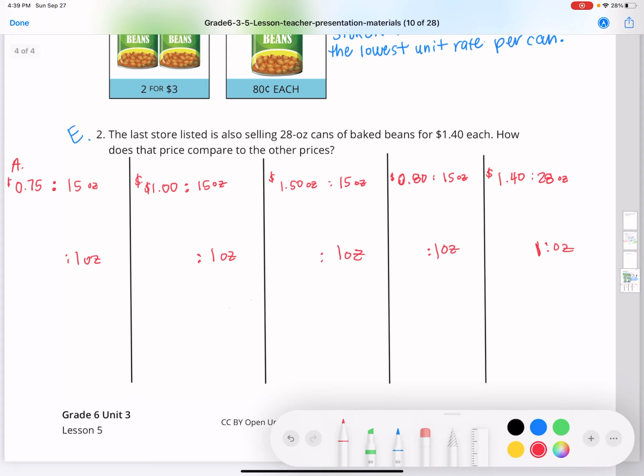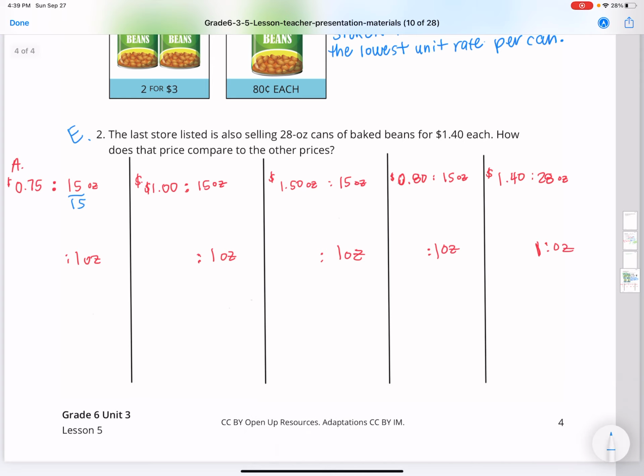So just like the last question, anytime you divide a number by itself, it's going to turn into 1. And whatever you do to one side, you have to do to the other side. So I'm doing that for each one. I'm dividing the quantity of ounces by itself, and whatever I do to one side, I want to do to the other side. Okay? So those all cancel out and turn to 1.